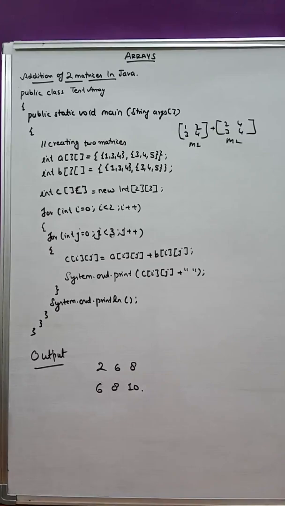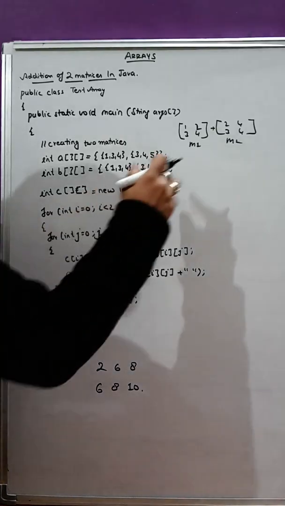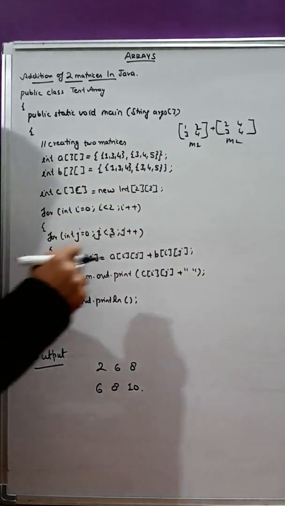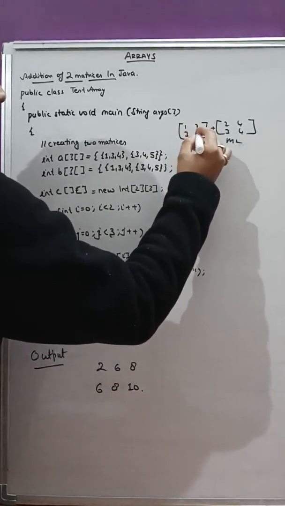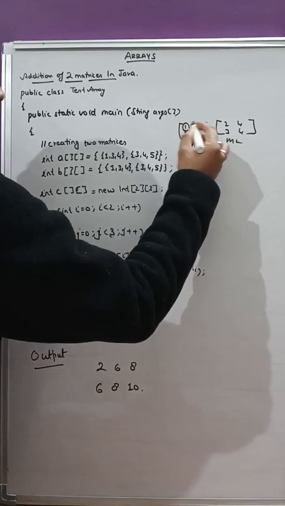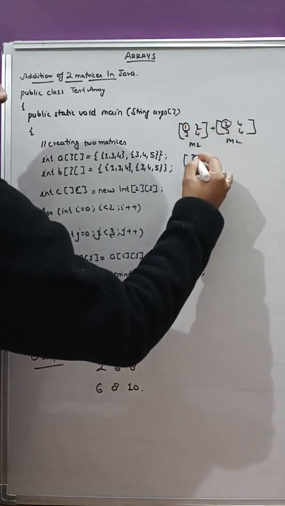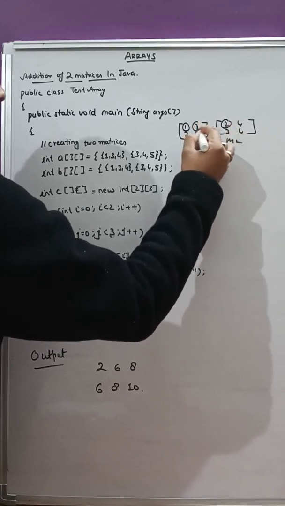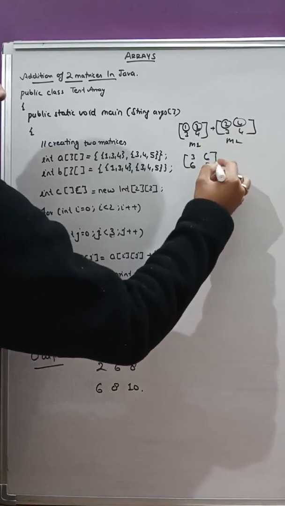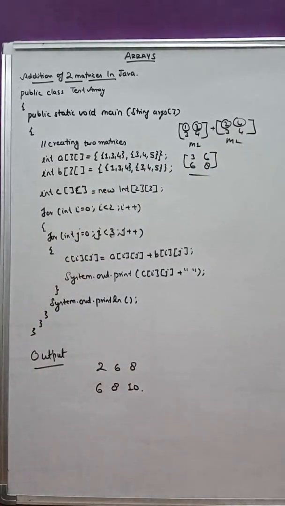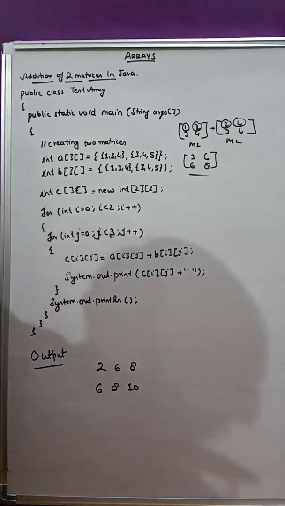In this example, the values are added like this: 1, 2, 3, 4 is there, and the value in the first position will be added with the value in the first position. This will be equal to 3. 2 plus 4 will be equal to 6. 3 plus 3 will be 6, and 4 plus 4 will be 8. So like this the values will be added.